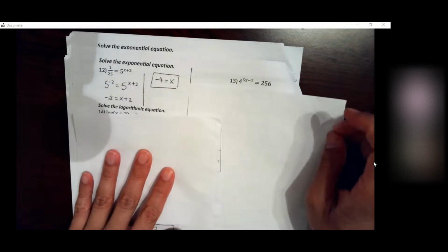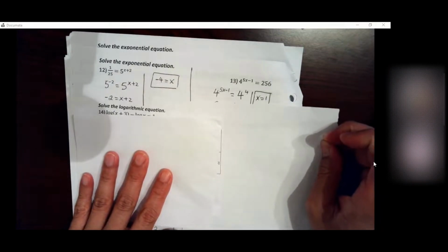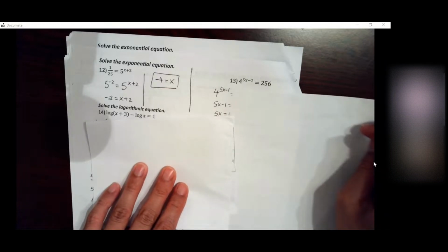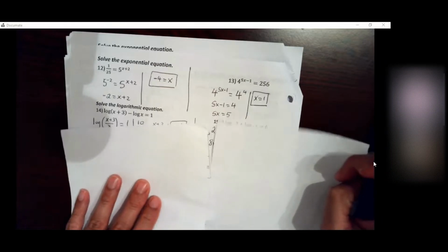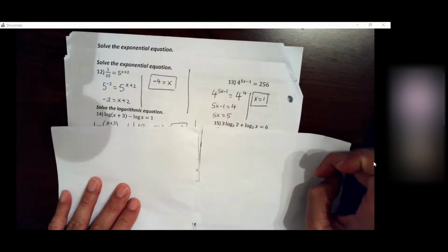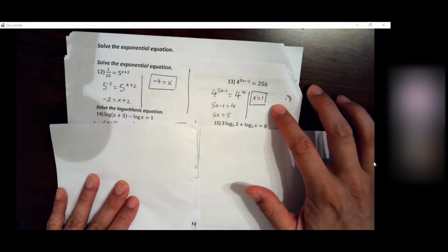And then the next one is 4. 5x minus 1 equals 4 to the 4th. So then the 4s cancel out. 5x minus 1 equals 4. 5x equals 4 plus 1. 5x equals 5. X equals 1. Yep.